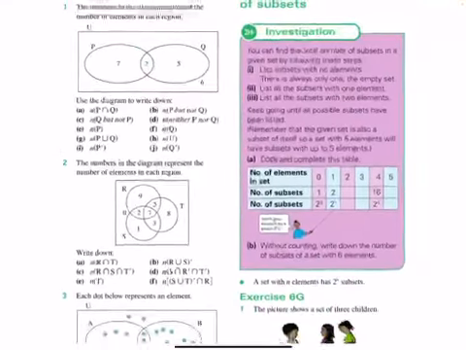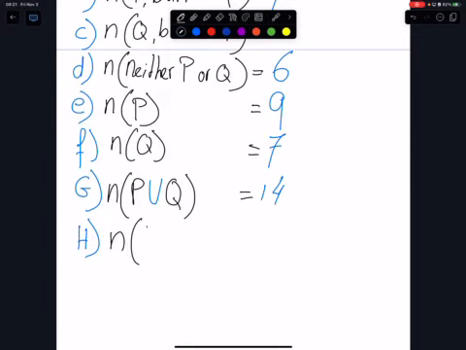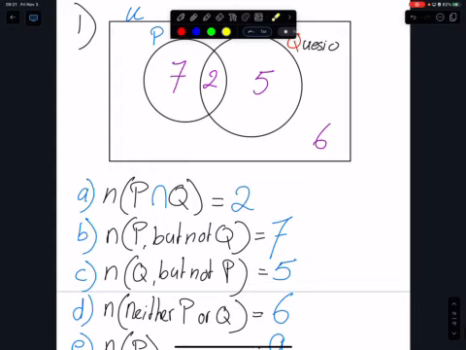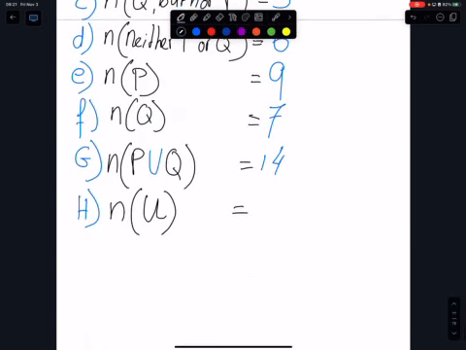H, U. Now what is the U? If you notice outside, the U stands for everyone. So it's the 14 with the 6, meaning a total of 20.